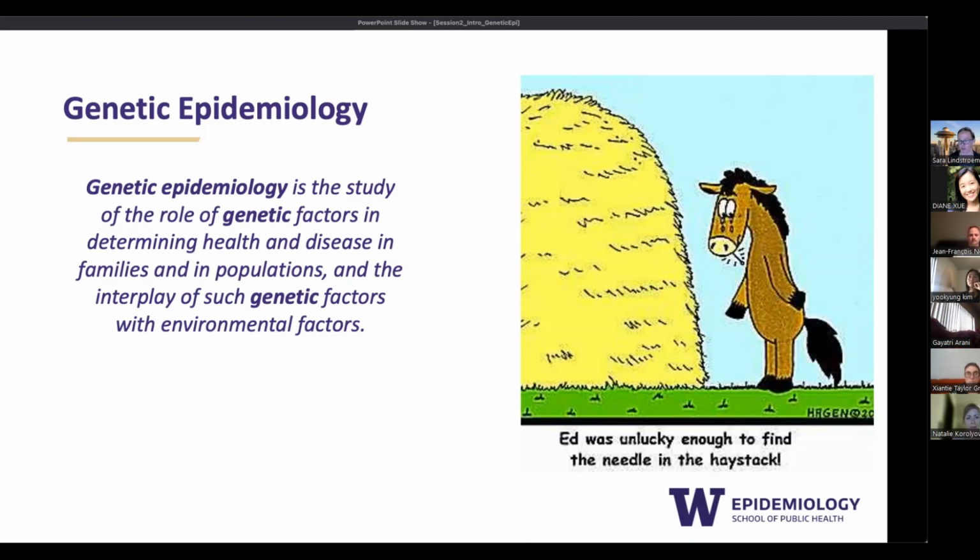As tools are improving and we have more resources, we've started to go more towards population-based research and looking at unrelated individuals. But I'm more than happy to talk about family-based designs as well, if you're interested in that.